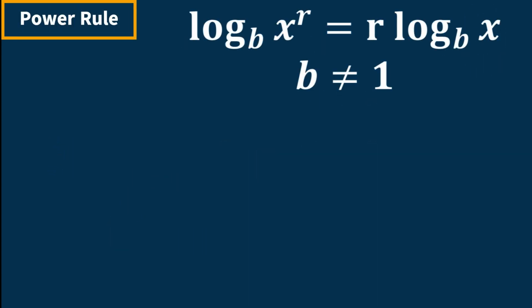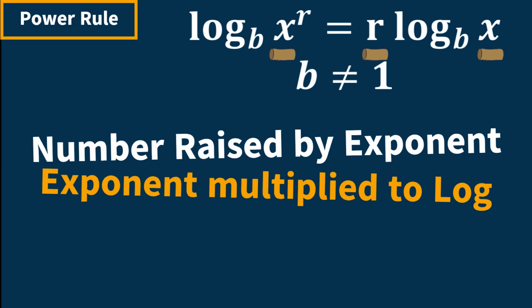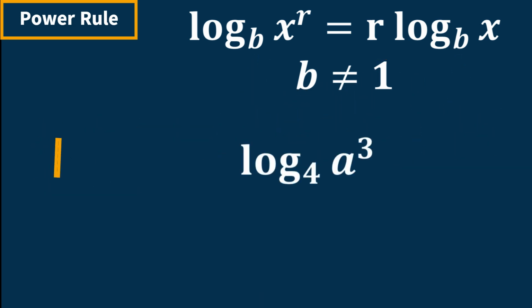The power rule. What the power rule states is that when you have a log and the number is being raised by an exponent, you can multiply the exponent to the log. The base cannot equal 1. Let's look at a brief example.